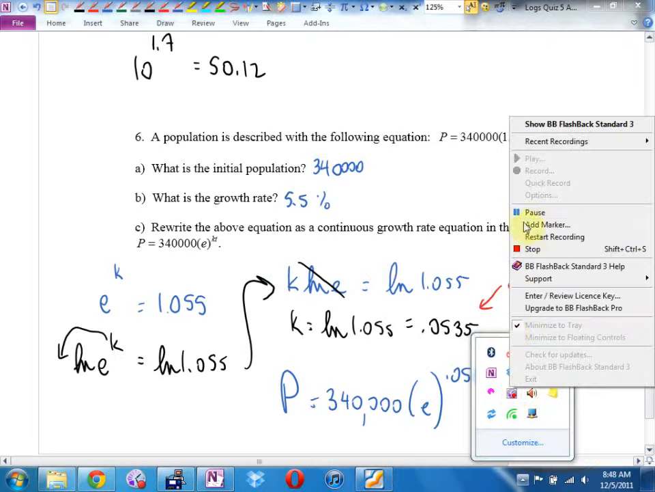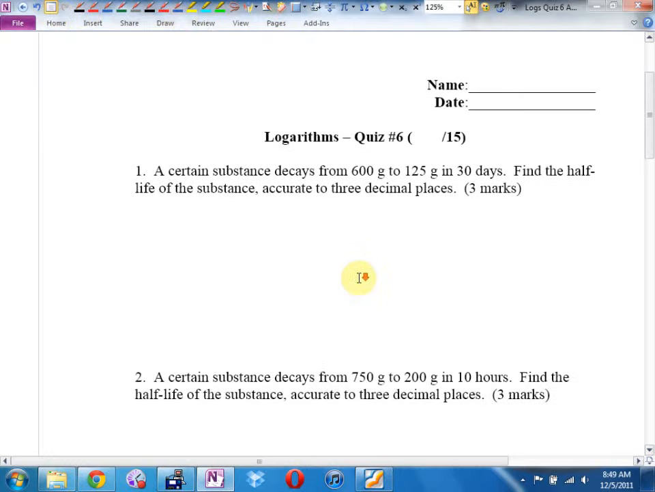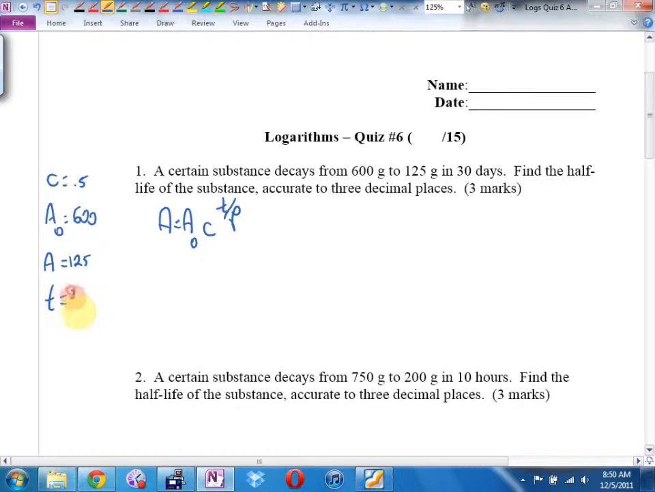All right, quiz 6. More half-life slash exponential growth type questions. Oh yeah, in fact, this wants me to find the half-life. So, A equals A0 C to the T over P. So I know that C equals 0.5. I know that A0 is 600. I know that final amount is 125. They better tell me T. Oh yeah, 30. P equals, don't know.